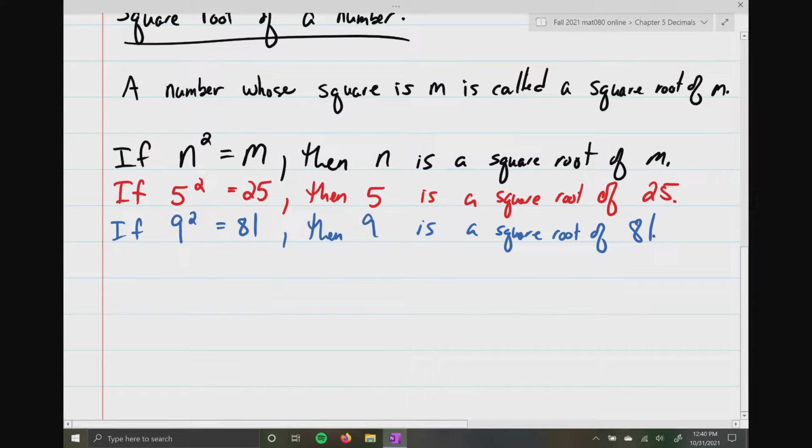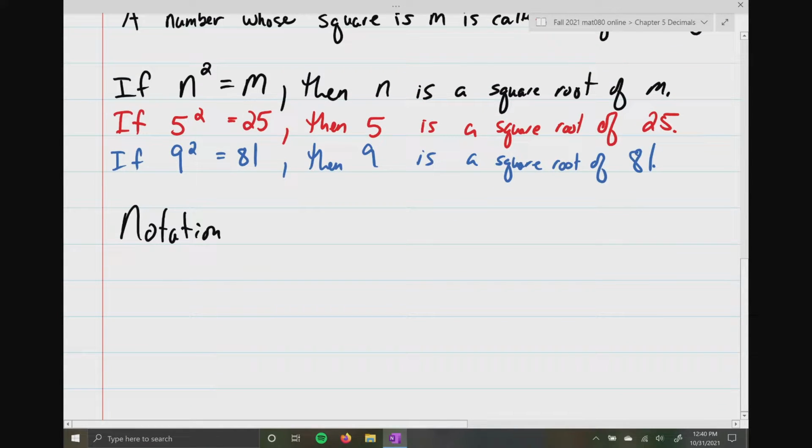Now, we do use notation for this, and the notation is right here. So, the square root of 81, let me write that cleaner. The square root of 81 equals 9. Now, before we go any further, I want to label stuff. First, the number 81 has a special name.